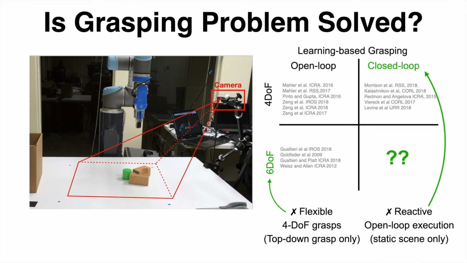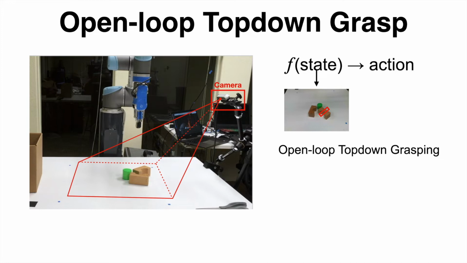So if we categorize most of the recent work on learning-based grasping, almost none of them is able to really achieve 6-DoF closed-loop grasping. The reason is that in an open-loop setting, the grasp problem is a lot simpler. Given an image of the environment, the system only needs to predict where and how to pick up individual objects.